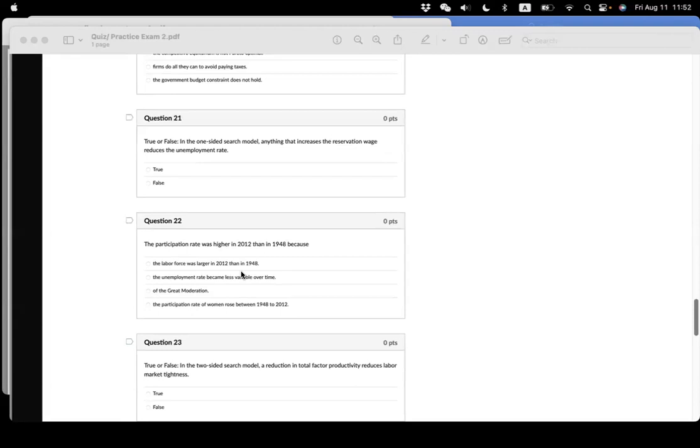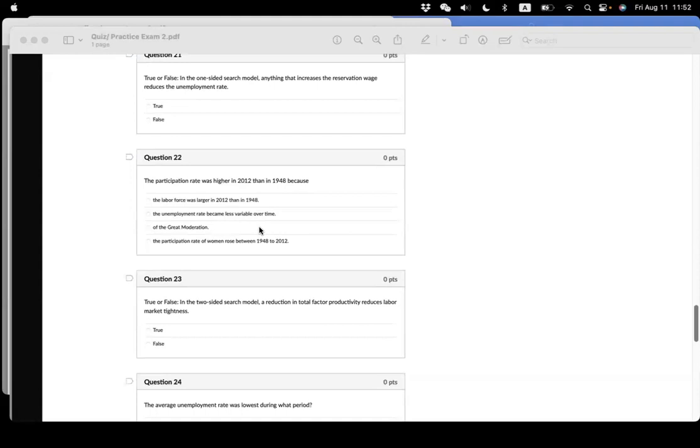True or false? In the one-sided search model, anything that increases the reservation wage reduces the unemployment rate. This is wrong. This should be the opposite, right? If the reservation wage increases, people become pickier in accepting job offers, so the unemployment rate is usually going to increase.